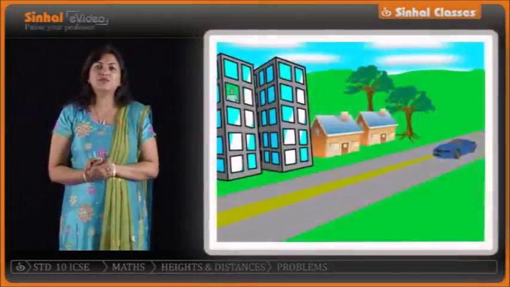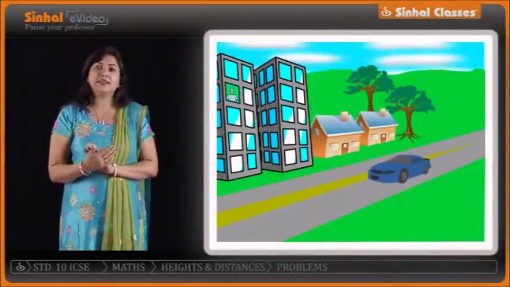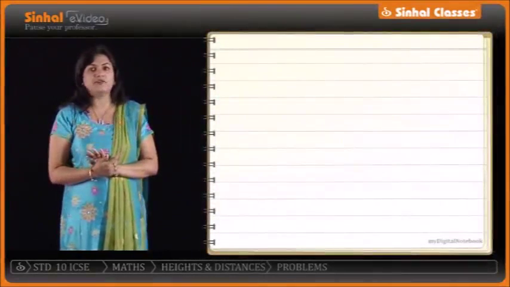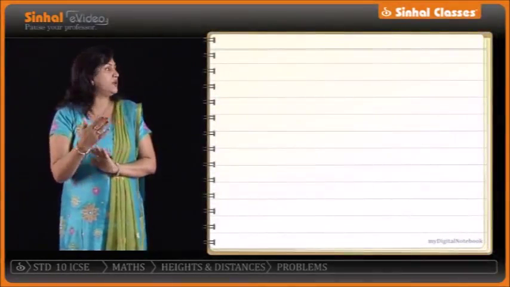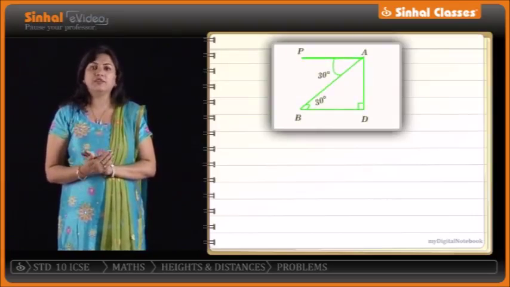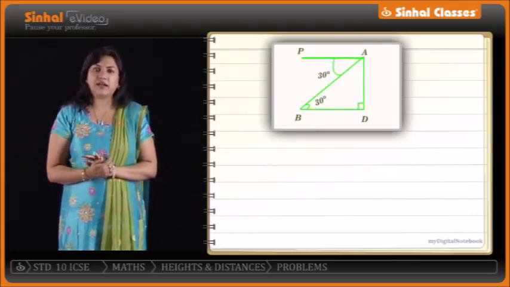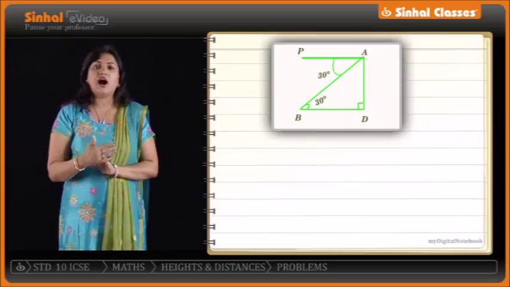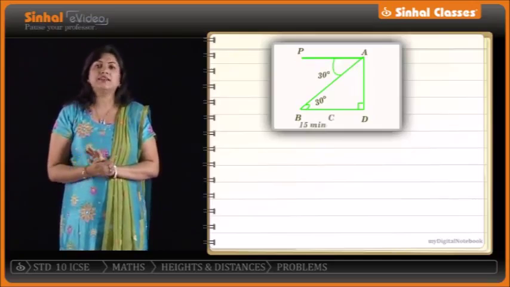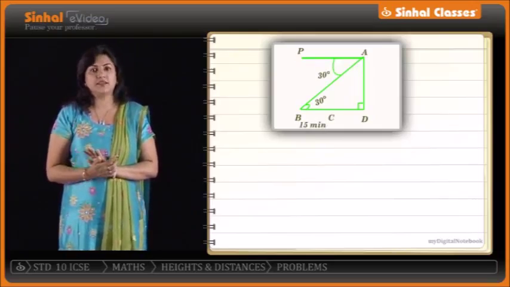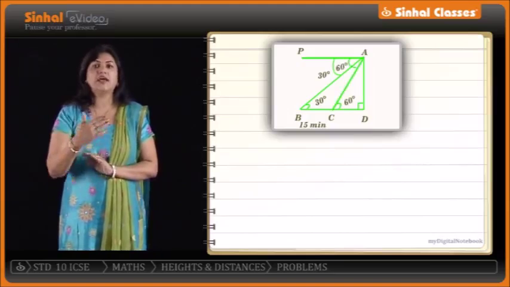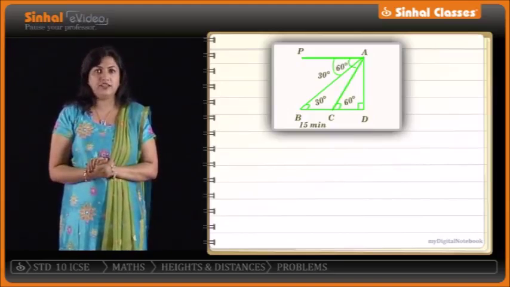Now we have a man who is on the top of a vertical tower and he is observing the car which is moving on the road. Now we are given angle of depression is 30 degrees. So we can mark angle ABD as 30 degrees because we know that angle of depression is equal to angle of elevation. Now after 15 minutes, the car moves ahead to the point C. There, the angle of depression becomes 60 degrees. So we write angle ACD is 60 degrees. Again, the same reason, angle of depression equals angle of elevation.